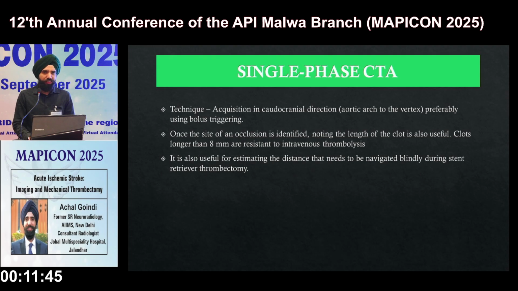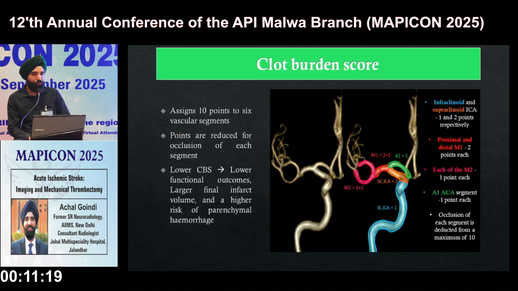And there are various types of CT angiography which can be done. The most common one being done these days is the single phase CT angiography. It is nothing but just a plain contrast is given and a scan is acquired one time, and that gives us the information of the clot, where the clot is, and how we can go about it if we have to go in for a mechanical thrombectomy.